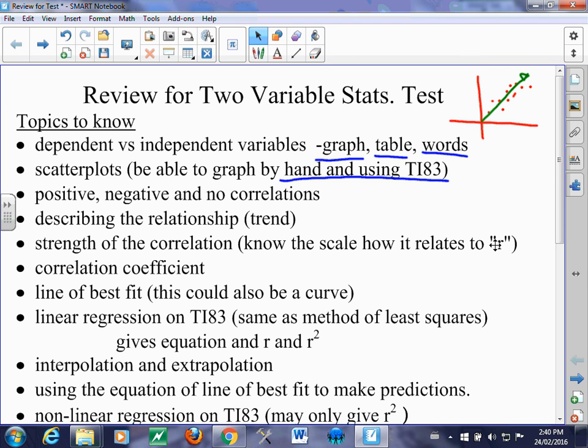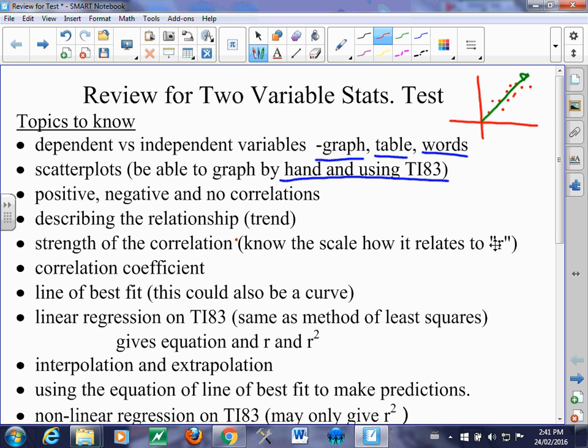I'll actually print it off and make sure you've got it ready for you for your test. You want to know the ranges between positive, negative, and no correlations. Remember that it's closest to positive or negative one that tells you the strength. And remember that the strength goes, actually I'm jumping ahead of myself, so let's just wait till we get to the strength here.